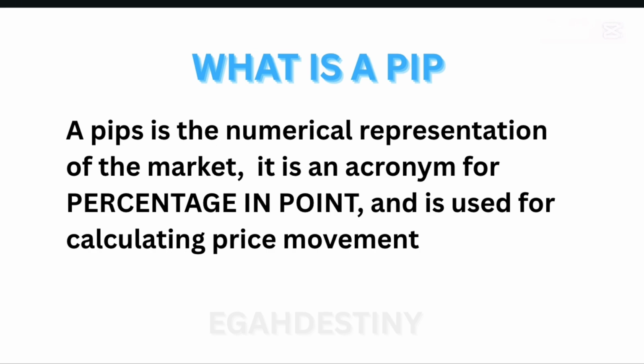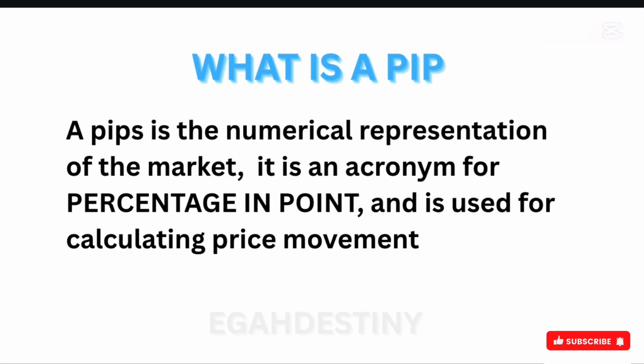Now, what is a pip? A pip is a word that flies everywhere, and every trader needs to be abreast of what this entails. A pip is the numerical representation of the market. It is an acronym for percentage in points and is used for calculating price movement. They are usually arranged at the right part of your screen with digits. These digits or numbers represent the market numerically and are used for calculating.